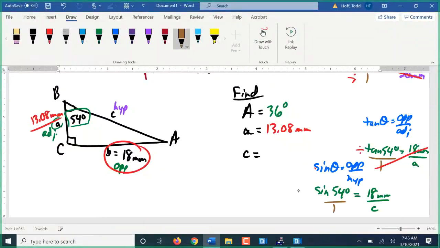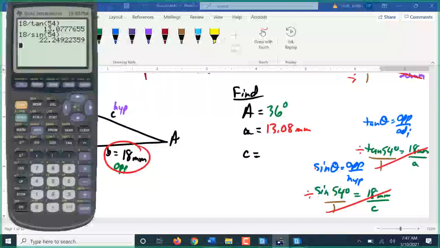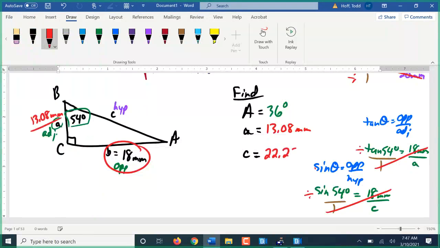Again, I put it over 1 and I cross multiply and divide. So it's 1 times 18 divided by the sine of 54, which is 22.25. Now, once again, I could do the a squared plus b squared equals c squared to double check this. I'm not going to do it here because I'm pretty sure you guys can handle doing that on your own. But it is a good idea to go back and double check.